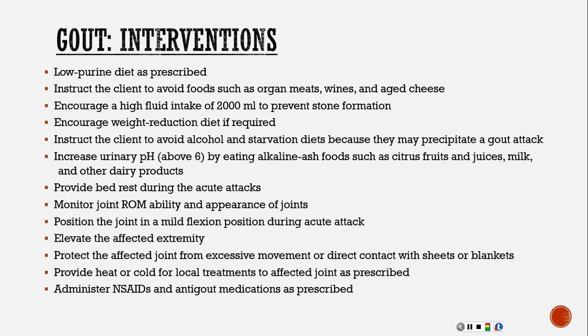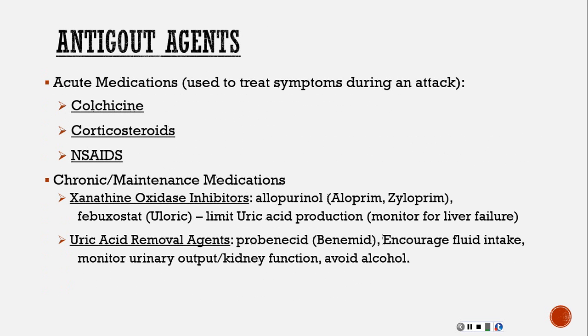Also, provide heat or cold for local treatments to the affected joints as prescribed. And then NSAIDs and other anti-gout medications are going to be prescribed as well. Some of these anti-gout agents, well, it depends on the type. Acute medications are going to obviously be for acute exacerbations. Colchicine is a drug that's used to help prevent the attacks and also treat the initial symptoms. So it can kind of help with both. Usually it's more of an acute type medication though. And they will commonly give this in combination with NSAIDs. The NSAIDs are going to help to reduce that inflammatory response as well. Corticosteroids also may be used, again, for the inflammation.